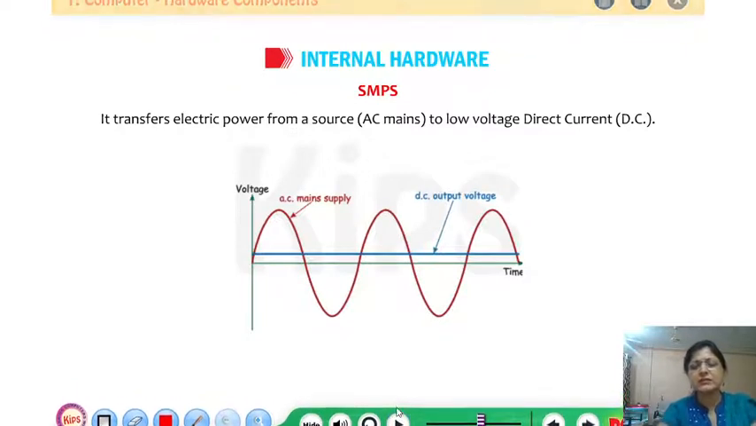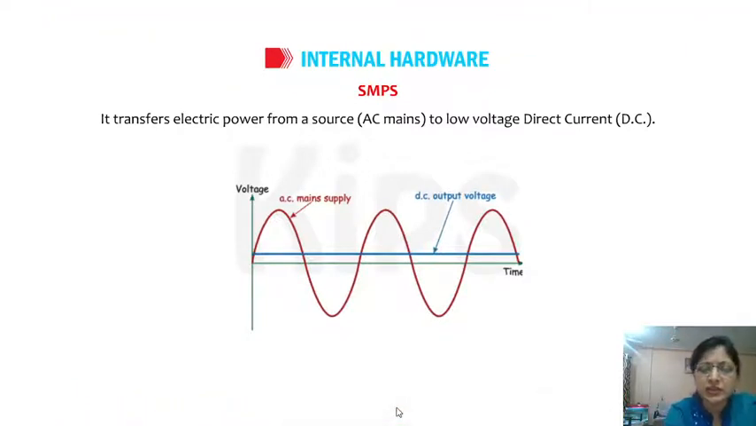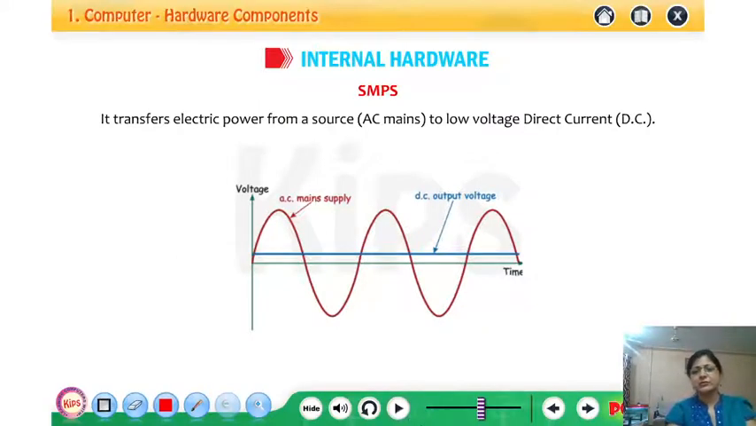So basically the electric power which we usually have is very high for the internal parts of the computer. So it has to be regularized into low voltage, and then it is supplied to the computer. So the SMPS does this work.